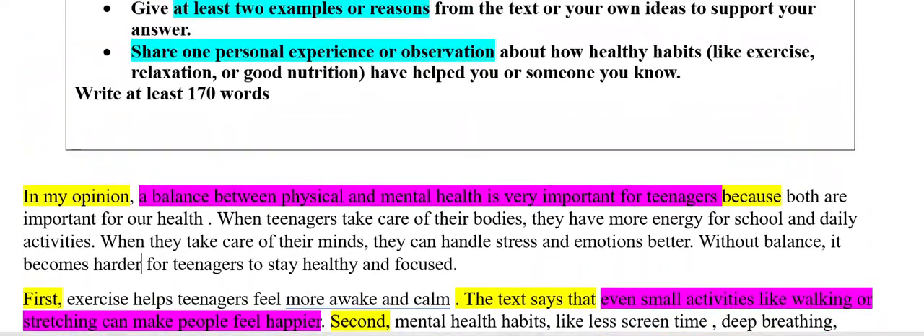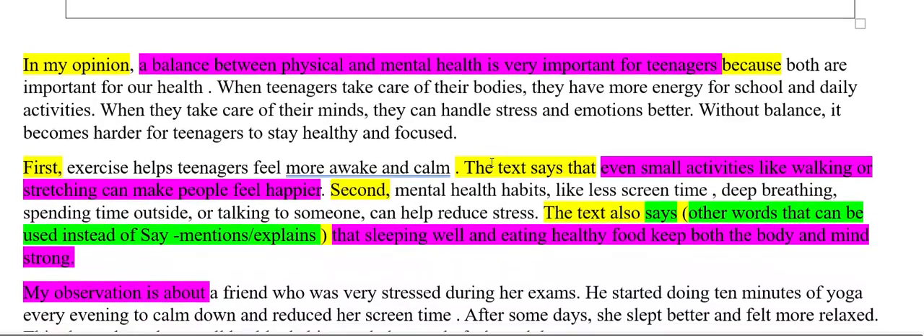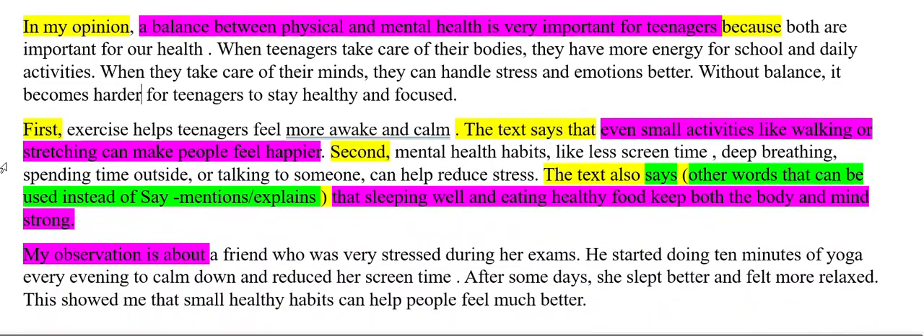Now, in the second prompt, we are supposed to give two examples of reasons from the text. Because it mentions two, we are specifically using the words first and second to specify that we have included two examples from the text. Now, you write first and then you say exercise. This should be your own sentence. Exercise helps teenagers feel more awake and calm.